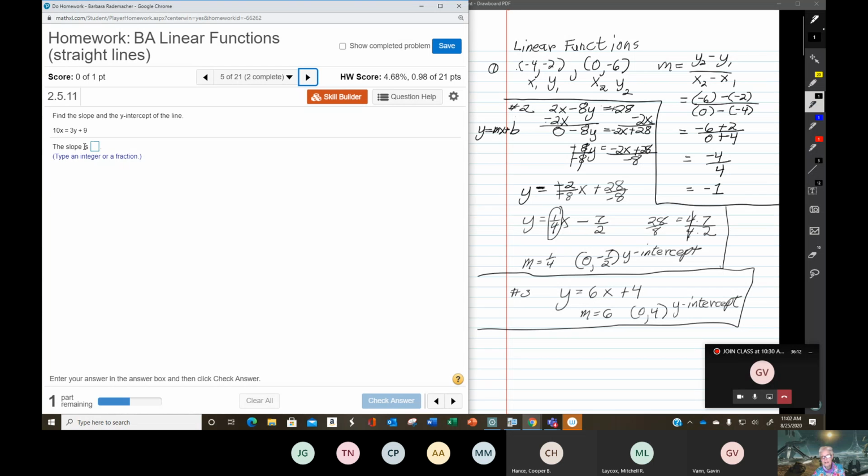Now here, you've got to solve this equation for y, but that's easy enough. All you have to do is divide both sides by, no you don't. Don't do that. Subtract 9 from both sides and then divide both sides by 3, and let's do it.